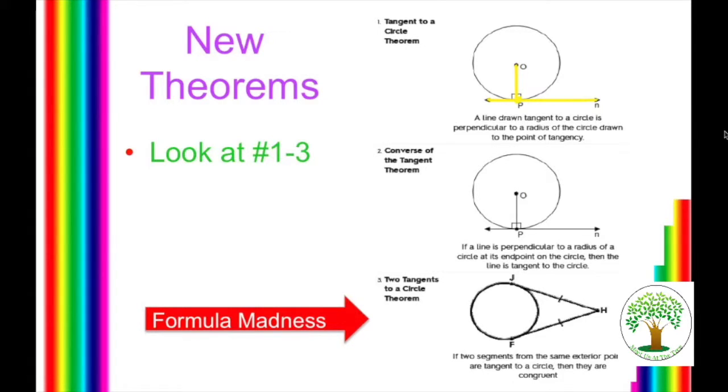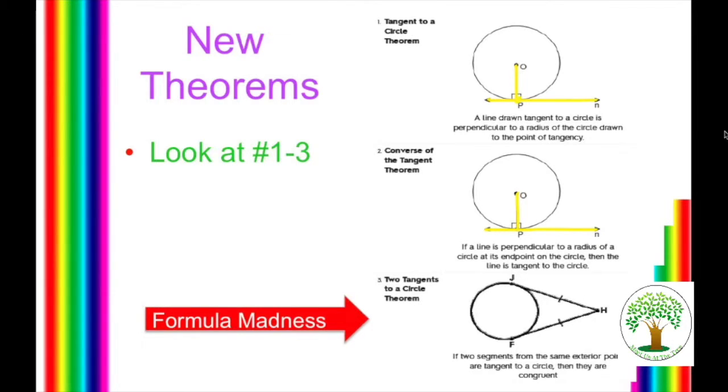The converse is also true. This is one of the only converses I provided for you, although there are multiple places that converses are true. The converse of a tangent theorem says if a line is perpendicular to a radius of the circle at its endpoint on the circle, then the line is tangent to the circle. So this is the backwards. If I have a line that's perpendicular and touches the circle, then it's a tangent. It's perpendicular to the radius.